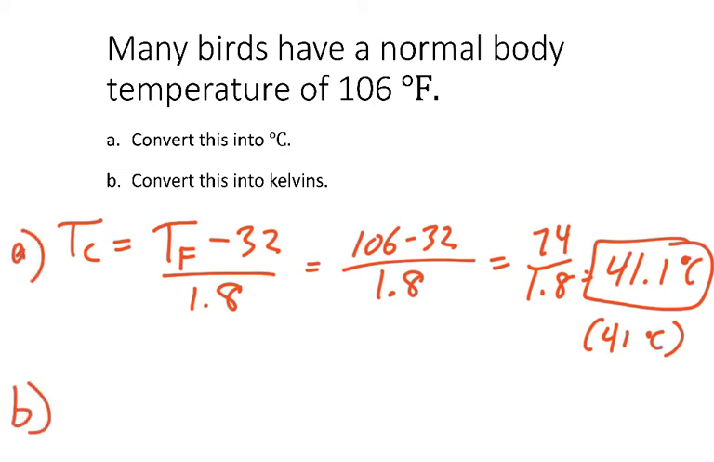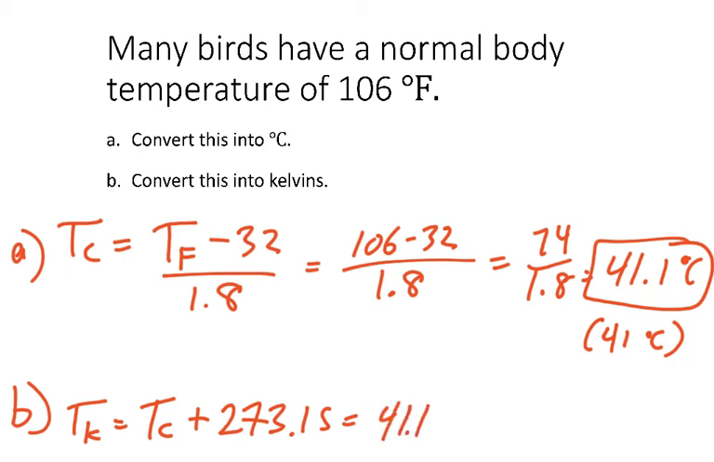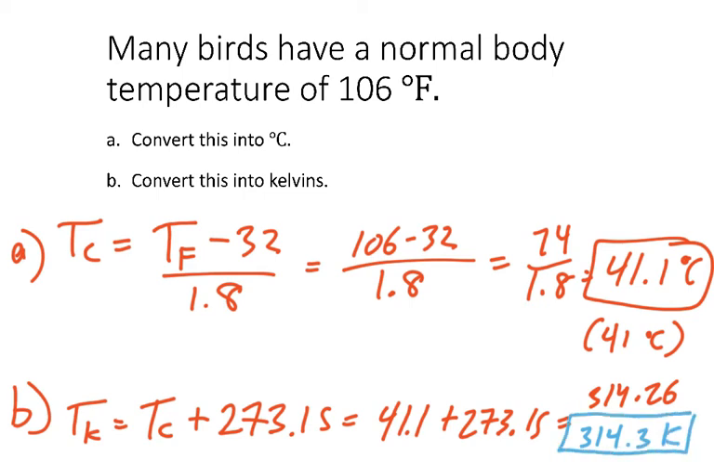Okay, Kelvin. TK is TC plus 273.15. So we can take our answer of 41.1 plus 273.15, and it's 314.26. So I would say 314.3 K. Remember, there's no degree symbol, just K. And I'm keeping 0.3 because I had 0.1, so to the nearest tenth.